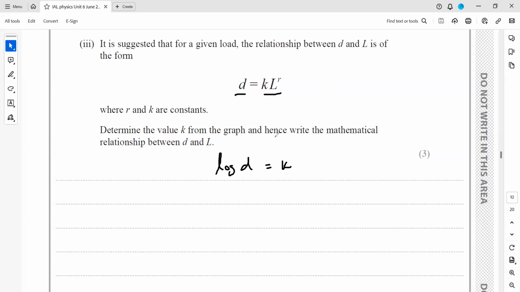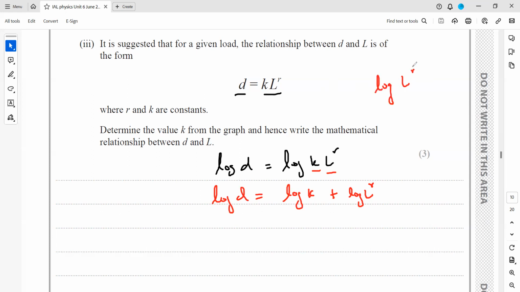log of K L raised to power R. This will remain log D, but when two quantities are multiplied, like K and L, in log, when two quantities are multiplied, we write them as addition. So it will be log K plus log L raised to power R. And whenever in a log or ln there is a power, it turns into a coefficient. So this will become R log L.